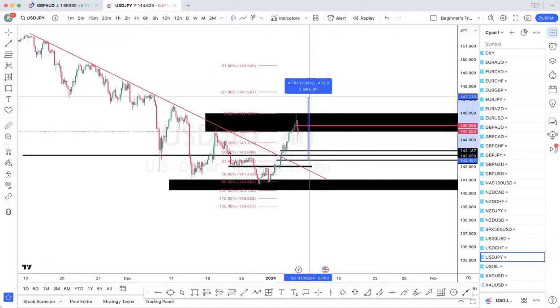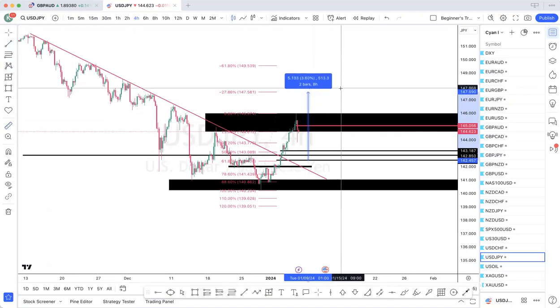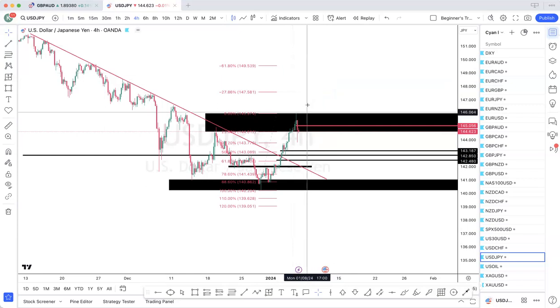Y'all are not beginners. I'm definitely getting in that sale. They owe me. Look, don't be revenge trading. That's 500 pips. If it pulls back to retest this break here, from here to here, to the negative 27, is 500 pips. So that should be a nice little move next week.